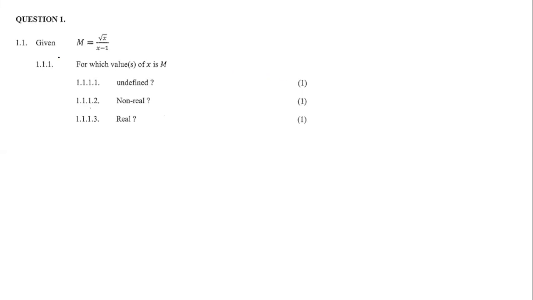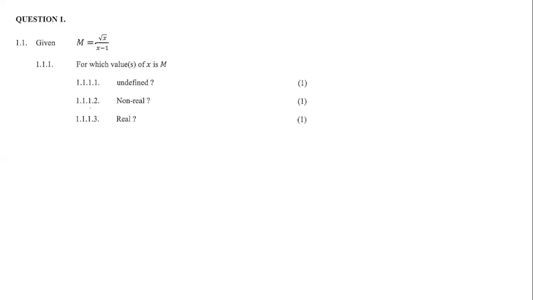Okay, so we are given the equation. The equation is m equals root of x divided by x subtract 1. This is the equation provided to us. So 1.1.1, it says to us, for which value or values of x is m undefined. Okay, so we want the value or values of x that will make this equation undefined.